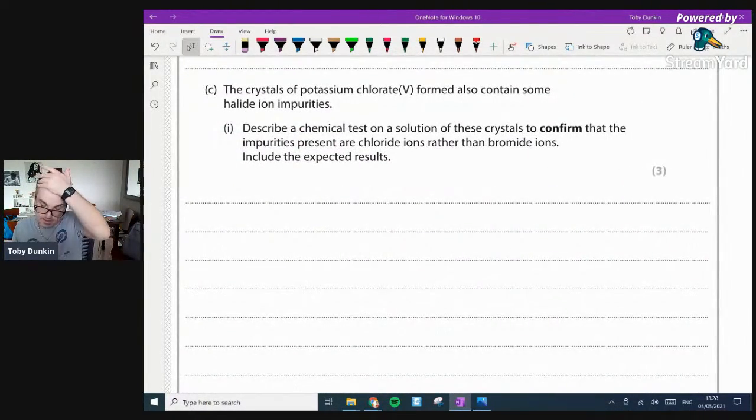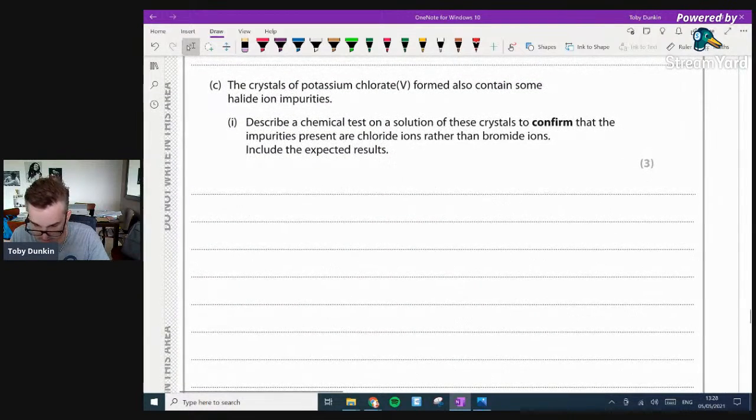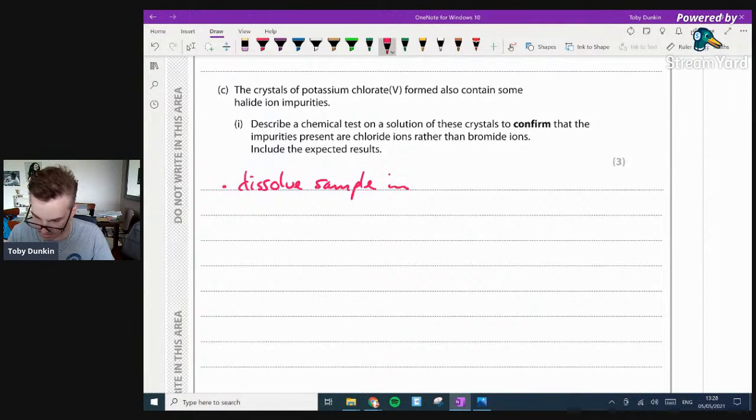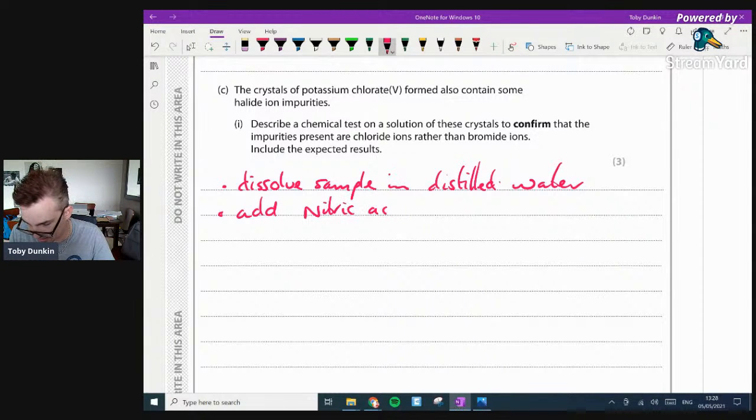Crystals of potassium chlorate(V) formed also contain some halide impurities. Describe a chemical test on a solution of these crystals to confirm that the impurities are chloride ions rather than bromide ions. Include the expected results. So dissolve the sample in distilled water. Add nitric acid, followed by silver nitrate solution.